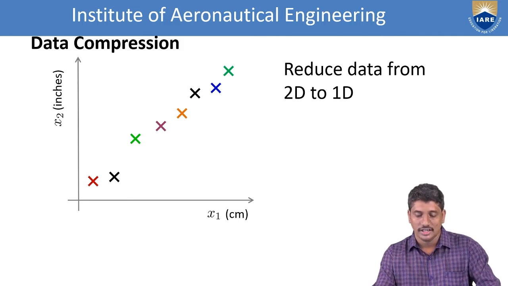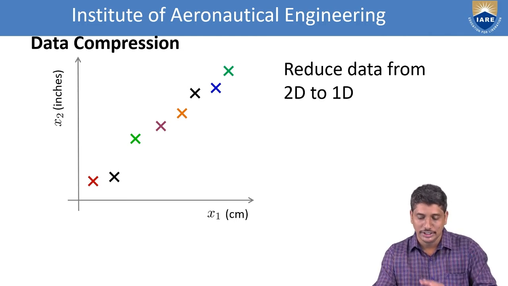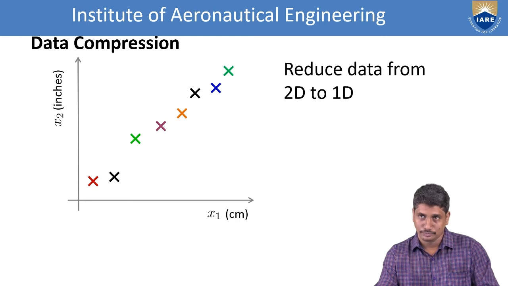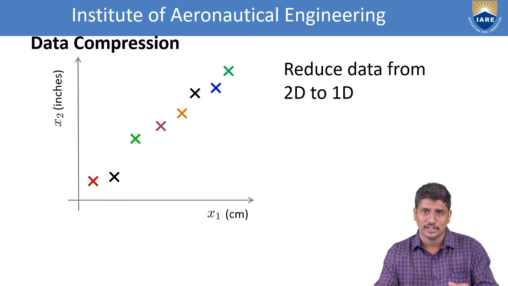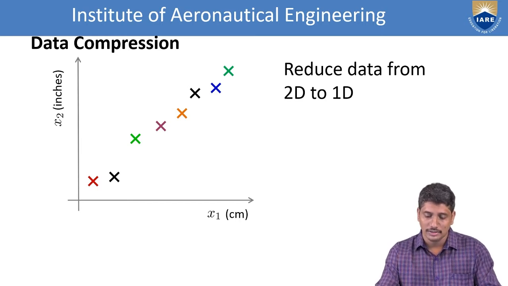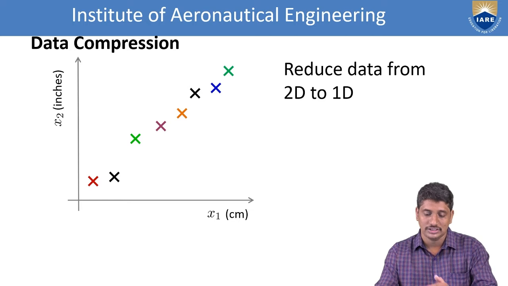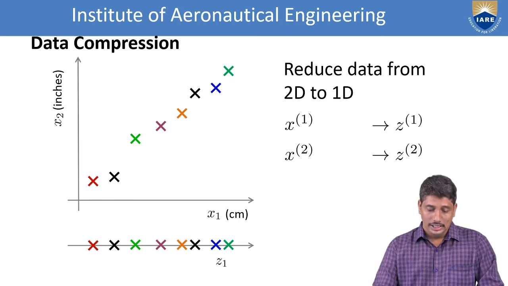We are considering two-dimensional data here. That means we have a two-dimensional data set, which is represented by x1 and x2, centimeters and inches. We can project it into one dimension. Then the data will be compressed. That is called dimensionality reduction, data compression. I am going to explain the visualization of this reduction of two dimensions into one dimension in the next slide.